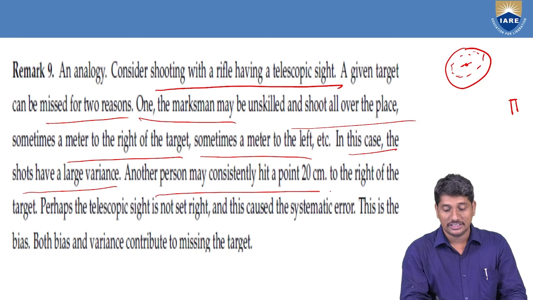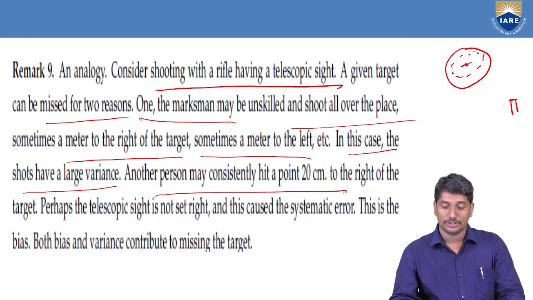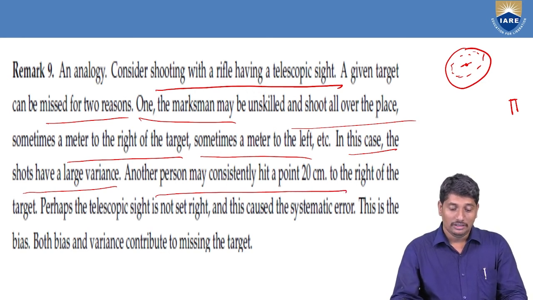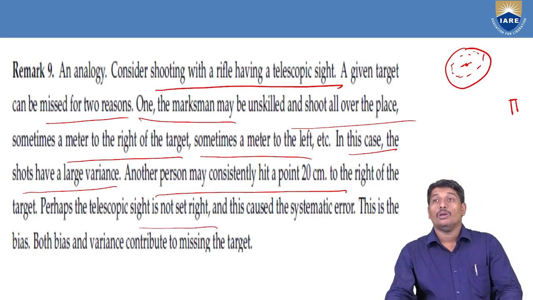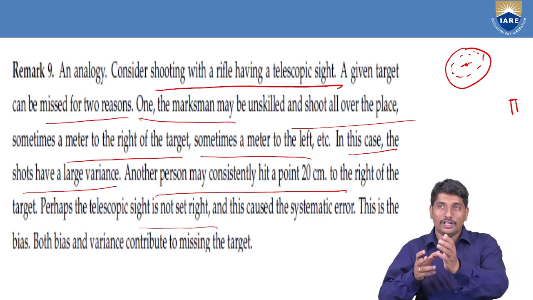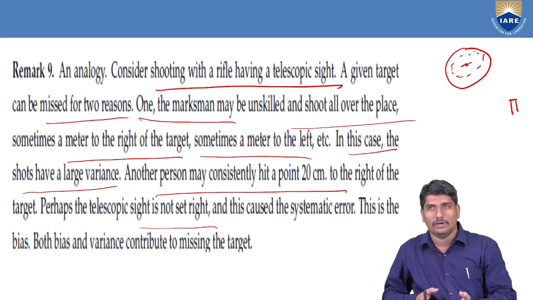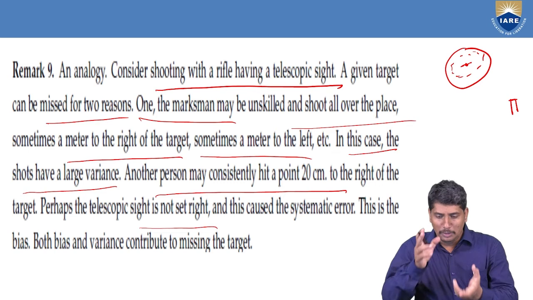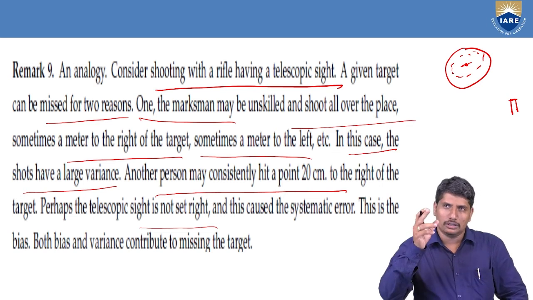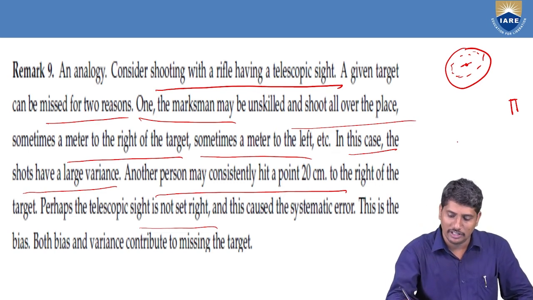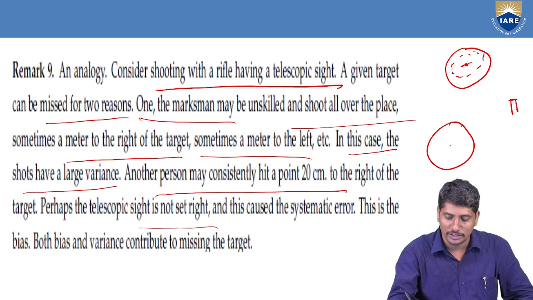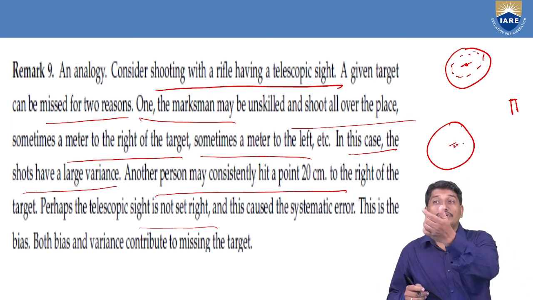Another person may consistently hit a point 20 centimeters to the right of the target. The telescope sight is not set right, and this is called systematic error. When you didn't set the telescope angle correctly, even though you are shooting correctly, it will continuously hit the target 20 inches away, because you didn't set the angle.